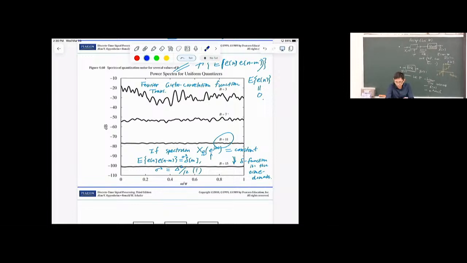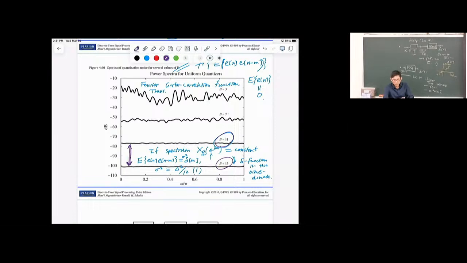So here is another nice exercise. If I ask you, what is the difference here when we increase the number of bits from 11 to 15? How much can we lower the quantization noise power in dB? When you have 4 more bits, how much can we lower the quantization error power? That's something that we can talk about.